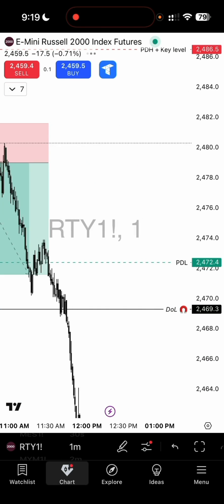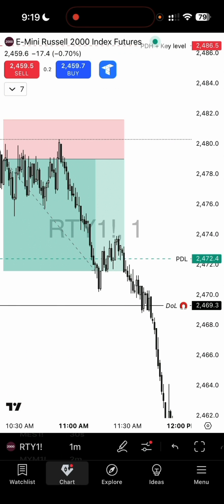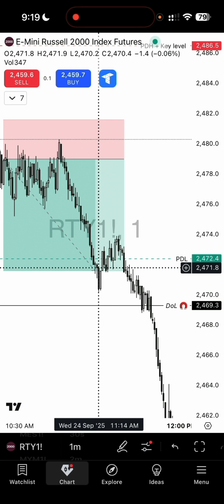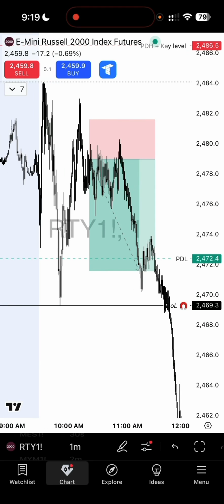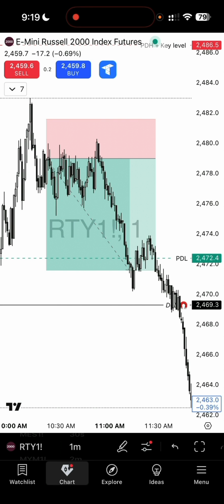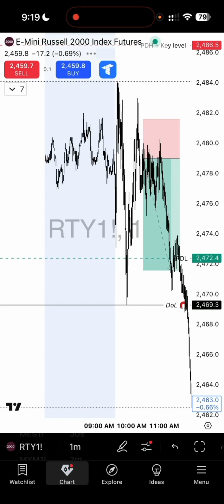I ended up selling my positions on this bounce here, and this was the trade recap for the E-mini Russell.